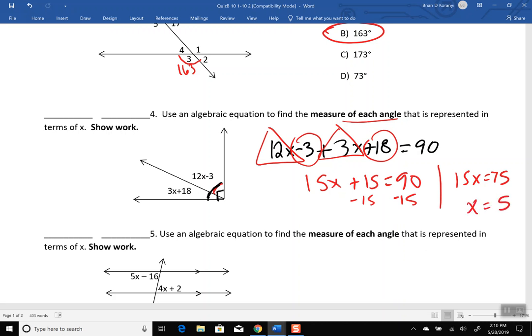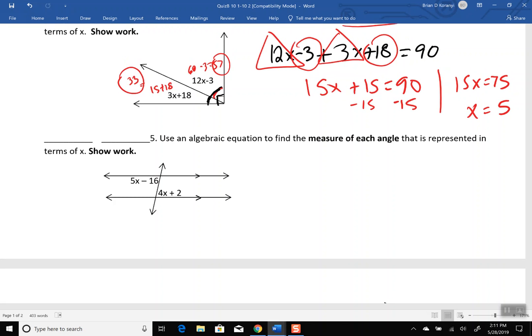This is not the measure of each angle, though. This is just what x is equal to. So I need to go back and plug it in. 3 times 5 is 15. 15 plus 18 is going to be 33 degrees. So that's one of my angles. 5 times 12 would be 60. 60 minus 3 is 57, and that's my other angle. Notice how 33 and 57 add up to 90.